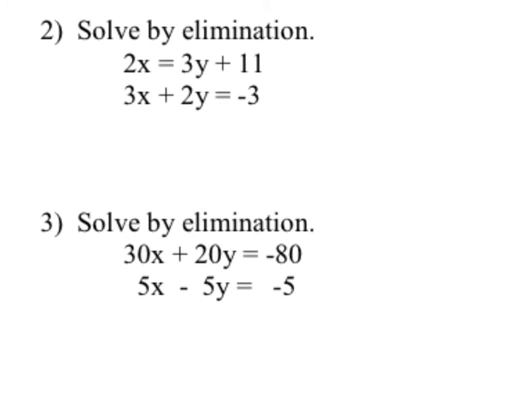The first thing we want to look for is, is it in standard form? If we're going to use elimination, both equations must be in standard form. And this equation is not. So I'm going to have to subtract the 3y from both sides. And that will give me a new equation, and it will be 2x minus 3y equals 11.